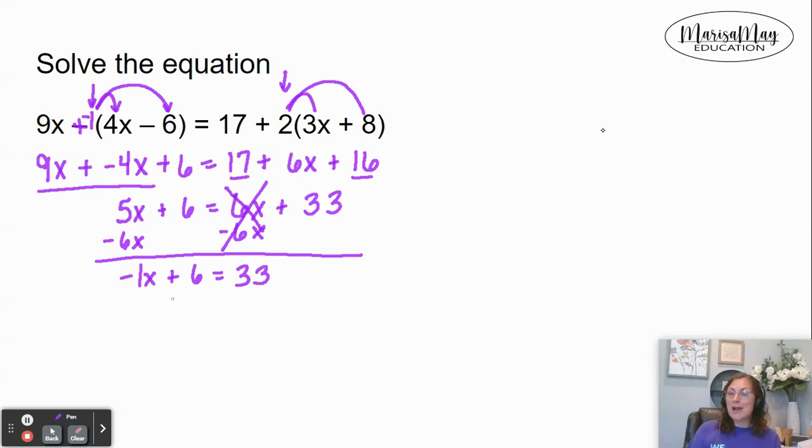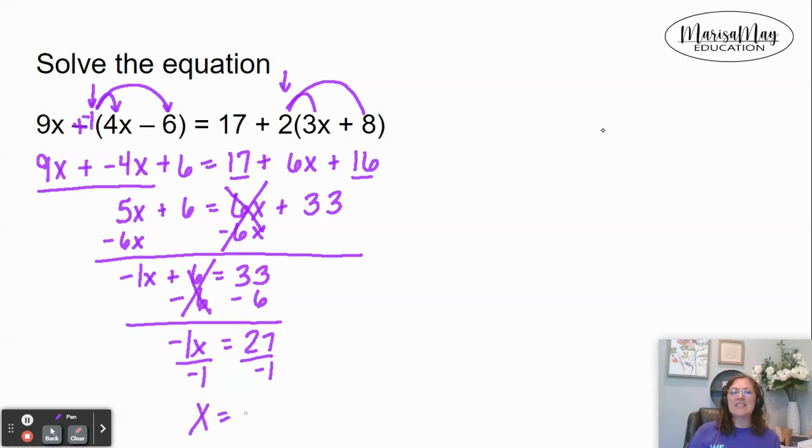So now we can do the opposite of adding 6, which is to subtract 6. That leaves me with -1x, my 6's cancel, equals 27. Now, last step here, I see that the x is being multiplied by a -1. So I have to do the opposite of multiplying by -1, which is to divide by -1. And that leaves me with x equals -27.